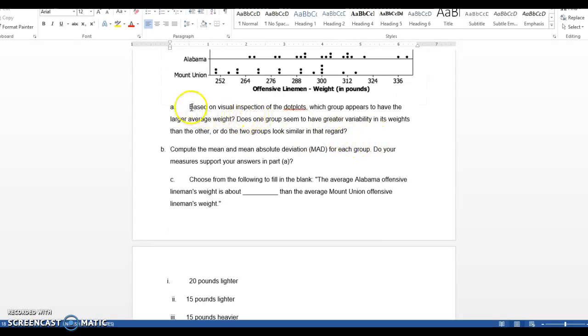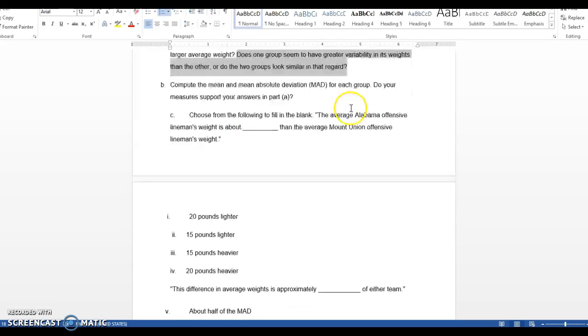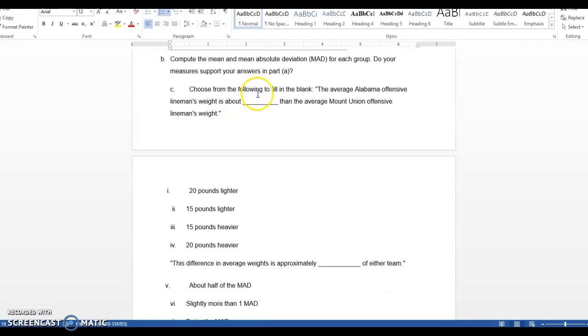The questions will ask, based on the visual inspection of dot plots, which group appears to have the larger average weight? Does one group seem to have a greater variability in weights than the other? Do the two groups look similar in this regard? Compute the mean and mean absolute deviation for each group. Do your measures support your answers in part A?